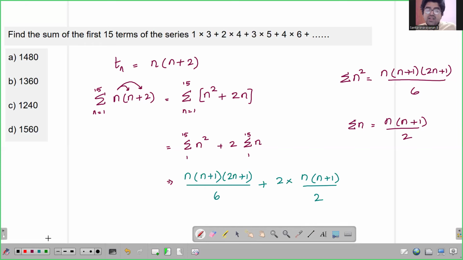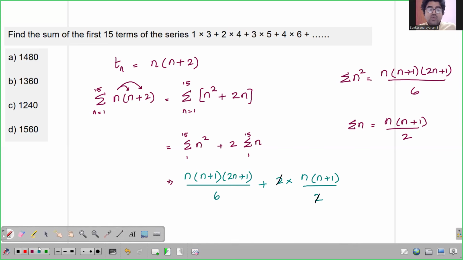Got my point? Now you can cancel these two 2's here and you just need to put n equal to 15. So now you put n equal to 15 here and there you get the result. It is coming like 15 into 15 plus 1, 16. 2 into 15, 30. 30 plus 1 is 31, whole divided by 6. That 6, for calculation purposes, I will write as 3 into 2. Plus n into n plus 1, that is nothing but 15 into 16.